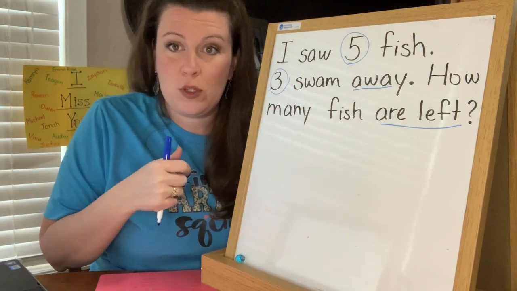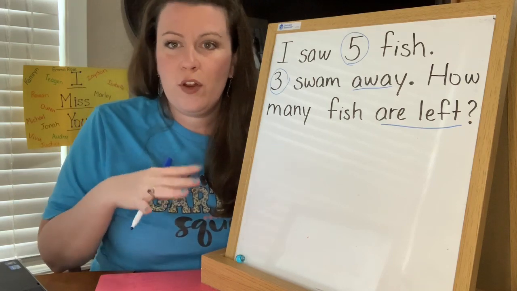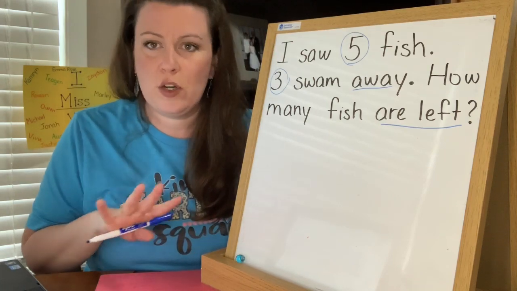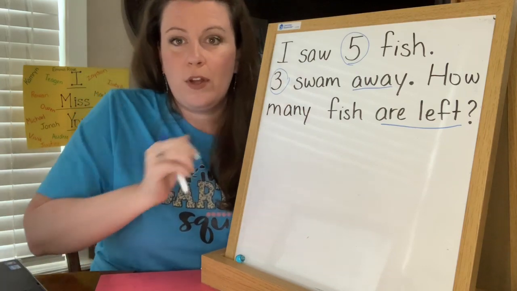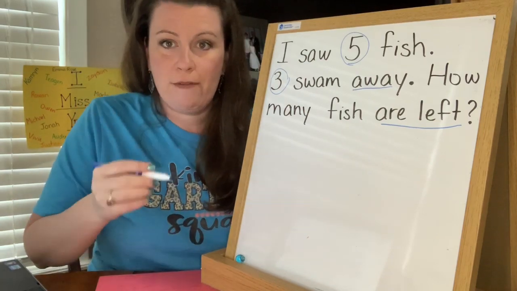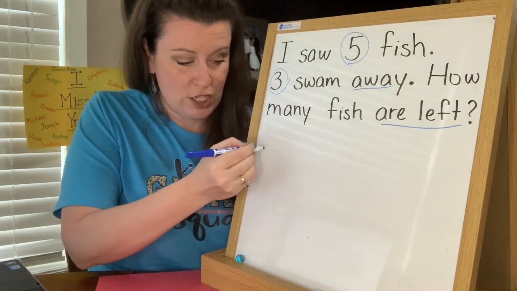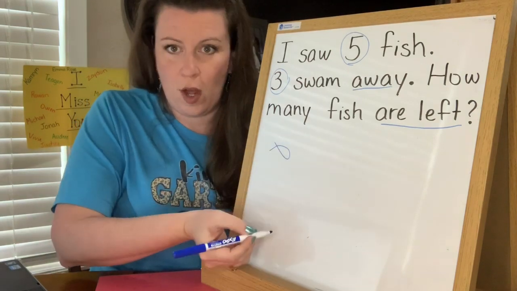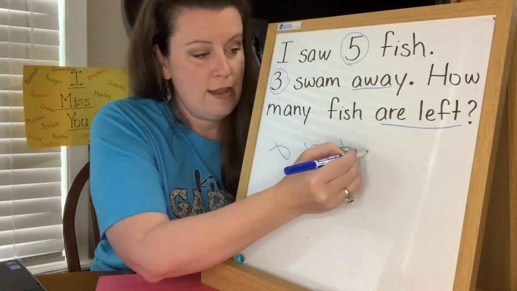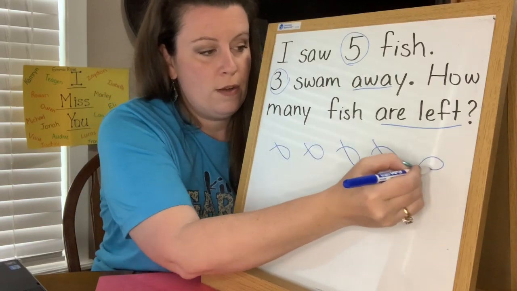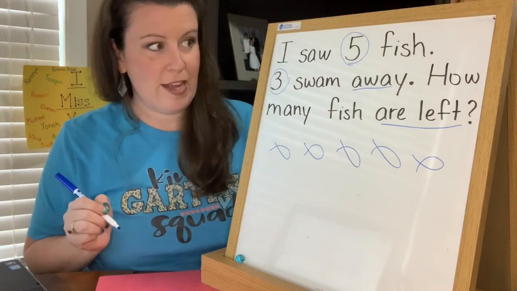All right, now I'm going to start solving. I'm going to draw a picture. Whenever you're learning how to add and subtract, drawing a picture is the best thing to do because it gives you something to look at. Okay, go to the first sentence. I saw 5 fish, so I'm going to draw 5 fish. They don't have to be beautiful fish. We're not talking about details here. 1, 2, 3, 4, 5. There are my 5 fish.